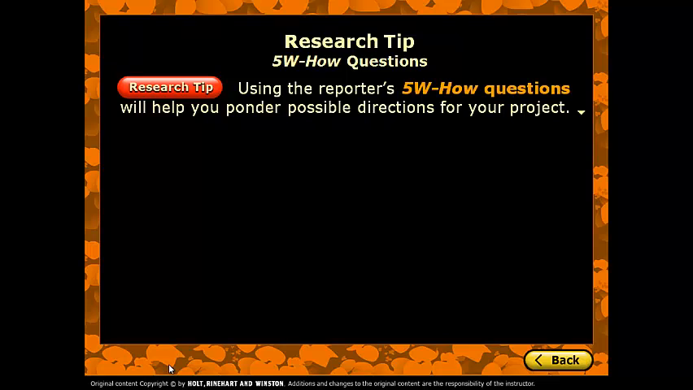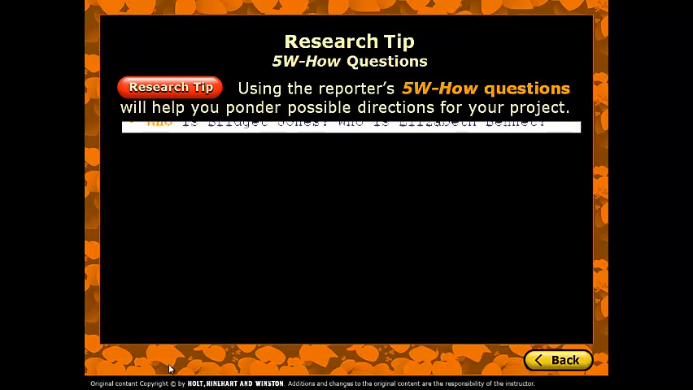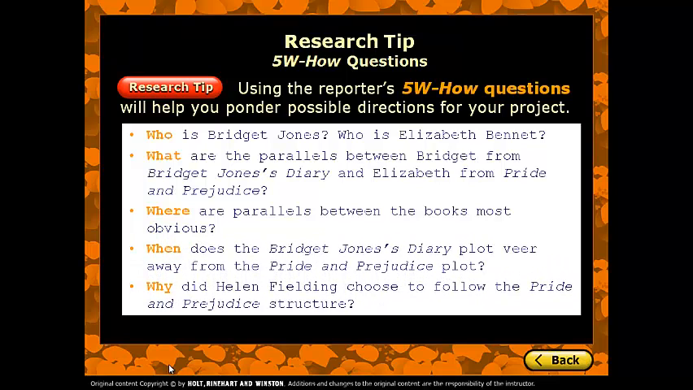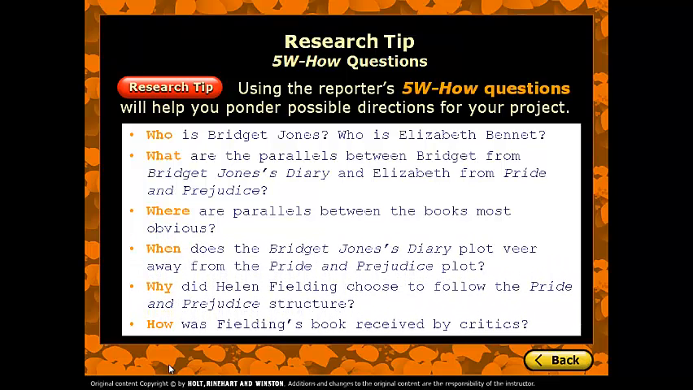Now let's look at this research tip that you will find familiar. Use the reporter's 5 W how questions to help you ponder possible directions of your project. So you can see what they did here: the who, what, where, when, why, and how. And from our last lesson, remember, you start out and you write a general question of who, what, when, why, where, and how. And then you take your general questions and refine those to become specific questions. That will help you pinpoint your purpose, but it will also direct your research.